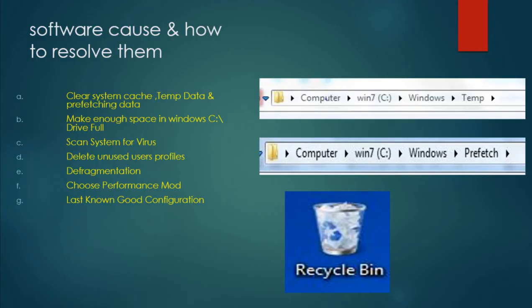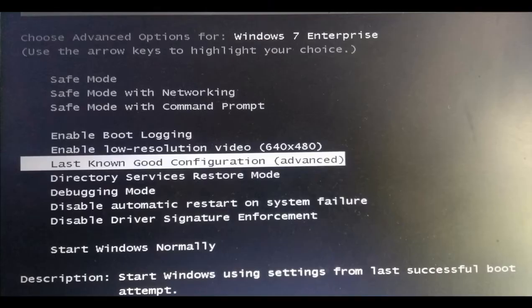Move on to the next solution, which is Last Known Good Configuration. For this, restart your system and press the F8 key. You will get a window of the Advanced Boot Menu. Here just click on the Last Known Good Configuration option and hit Enter.